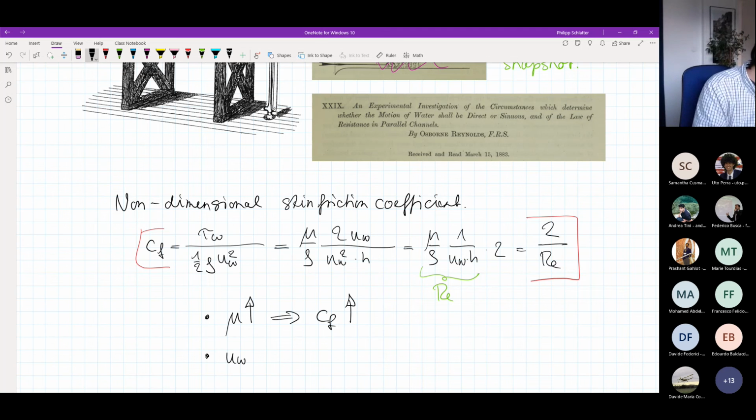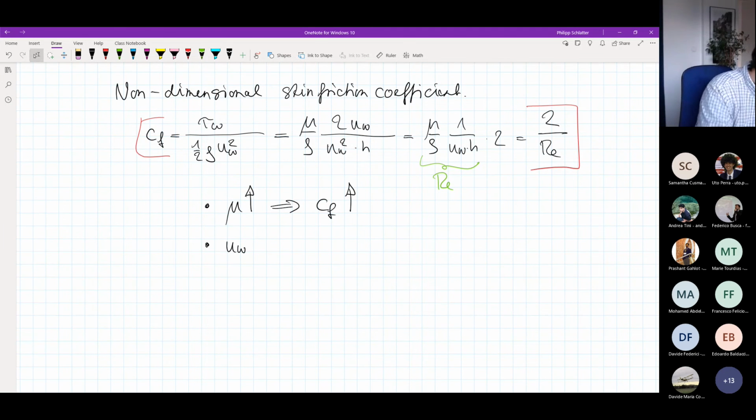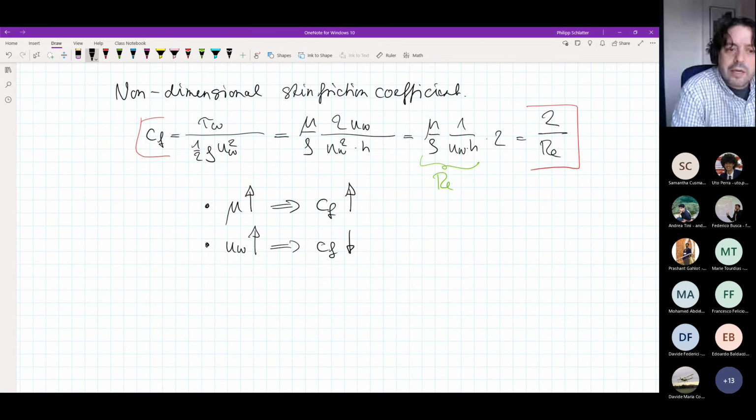A little bit more interesting, perhaps, is what happens if I increase the speed. What happens then to the friction? Well, if I increase the speed, my Reynolds number goes up, and that means my CF is going down. Now you could wonder, why would that be? It's still a linear velocity profile. So why would it mean that I need less friction if I increase the speed? That doesn't make sense. Well, it actually doesn't make sense. That is true.